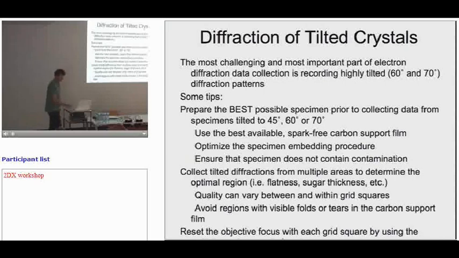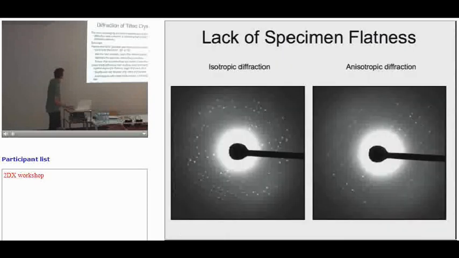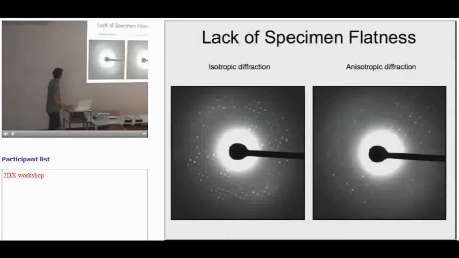And at the bottom that you can't see, I always reset the objective focus with each grid square and set the eccentric height every time as I switch from grid square to grid square. And then what happens when your specimens aren't flat? You can see this is a nice isotropic diffraction pattern. This is a 60 or 65 degree pattern.